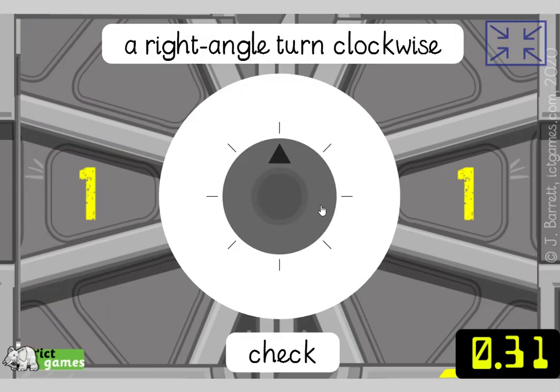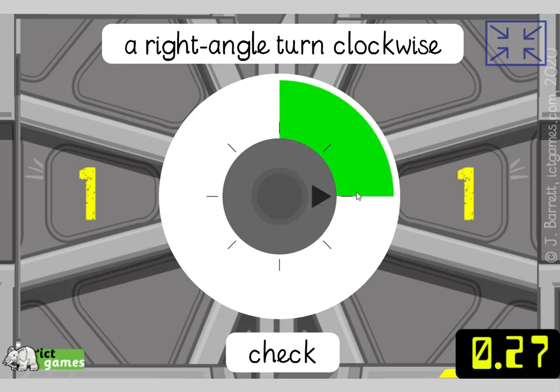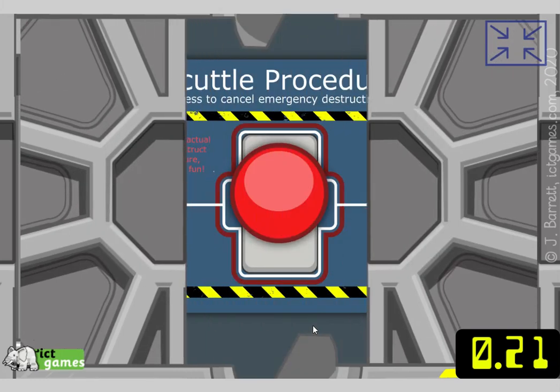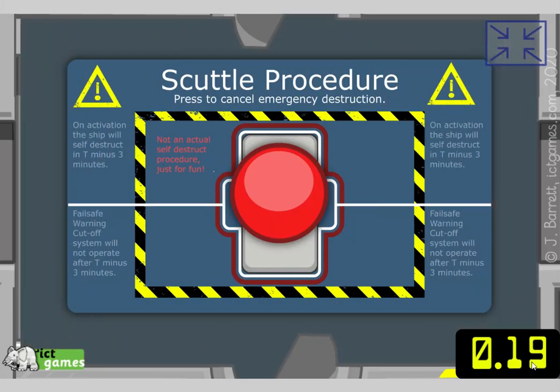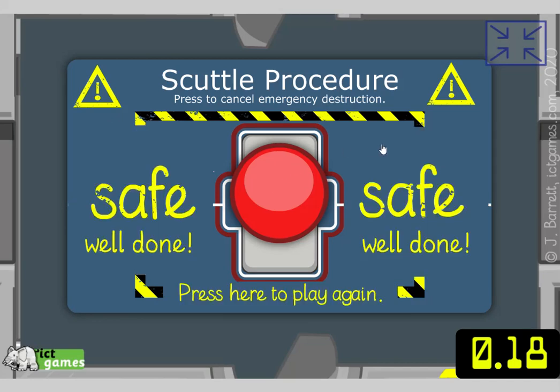A right angle turn clockwise. Clockwise is this way, and a right angle, that year 2s, that's really up your end. That's a right angle, just like a quarter. Oh, we did it! Look, 20 seconds to go. Self-destruct deactivated.